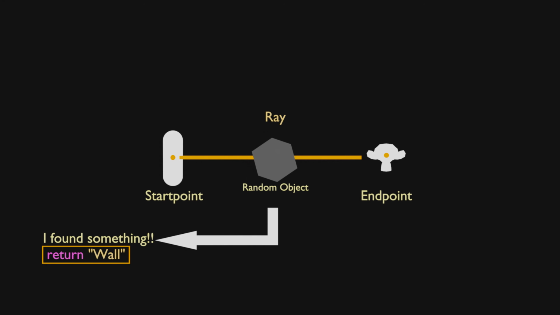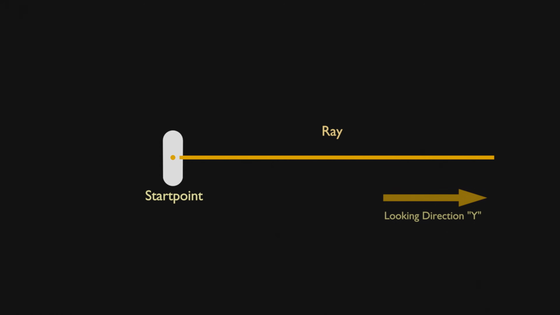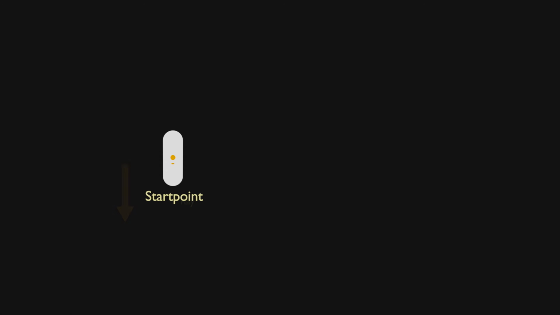We can also get the hit point. This means we can get the position in the world where the object is located. We can also just give the start point and a direction where the ray should travel. For example, we can shoot a ray in the looking direction to check if there are any objects to pick up. In this video we want to use raycasting to shoot a ray under us to check if there is ground to stand on.